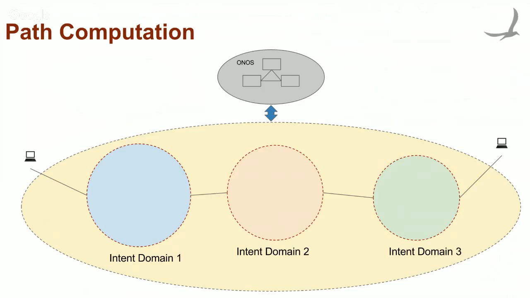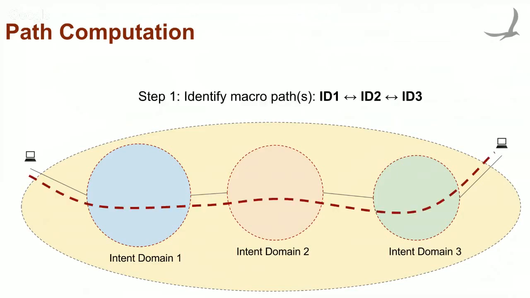So if you want to establish end-to-end connectivity in this network, you first identify a macro path that establishes connectivity between the two endpoints. Identify the different intent domains that this macro path traverses. So, at a high level, you establish the sequence of intent domains you need to take to get from point A to point B, right? In this simple example, there is just a single macro path that is possible for these two end hosts.